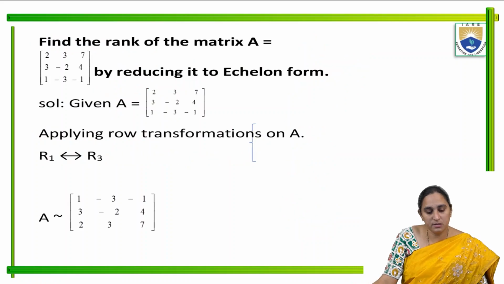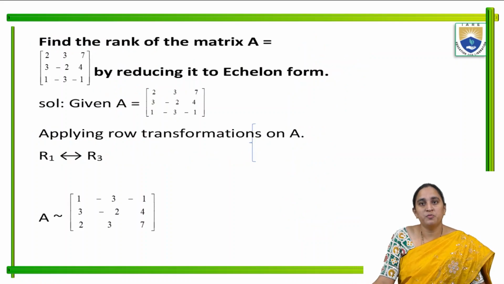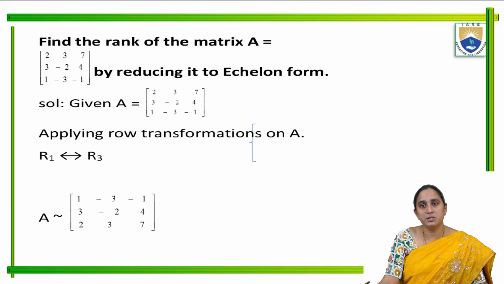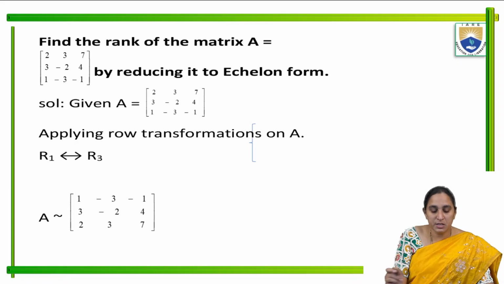Next, similarly, third question: find the rank of a matrix by reducing it to echelon form. Here, what about the matrix? 2, 3, 7, 3 minus 2, 4, 1 minus 3 minus 1. For that, I'm using one condition. If it is possible, we have to apply that condition for the echelon form. What about that condition here?